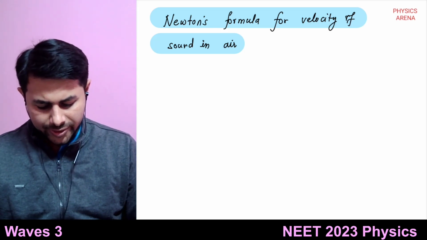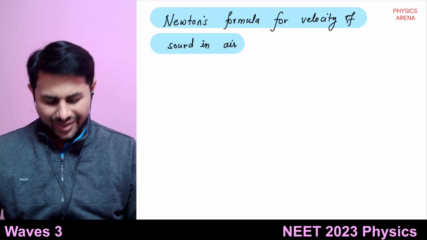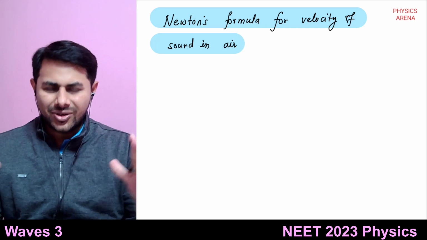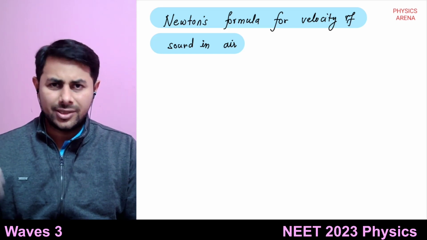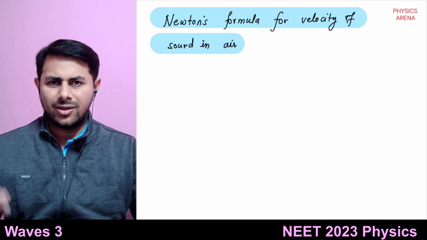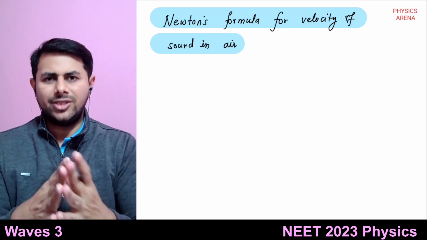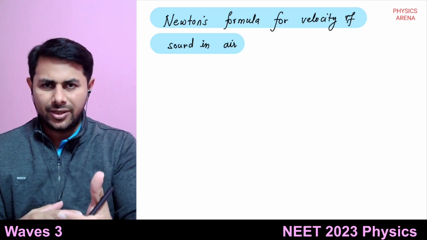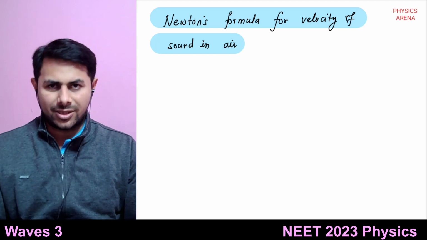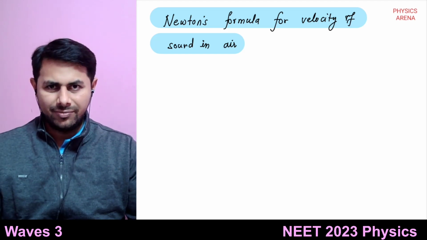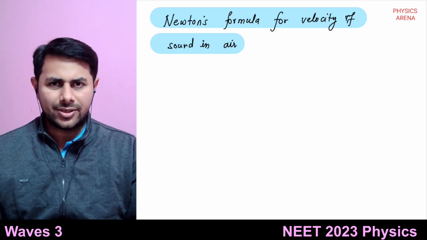Okay. So Newton argued in this way that the compressions and rarefactions that are formed, this is a slow process. So that medium gets enough time such that when a compression is formed, the heat is given to the surrounding. When rarefaction is formed, the heat is taken from the surrounding. So surrounding will have some temperature. Okay, we know that the heat flows from higher temperature to lower temperature.